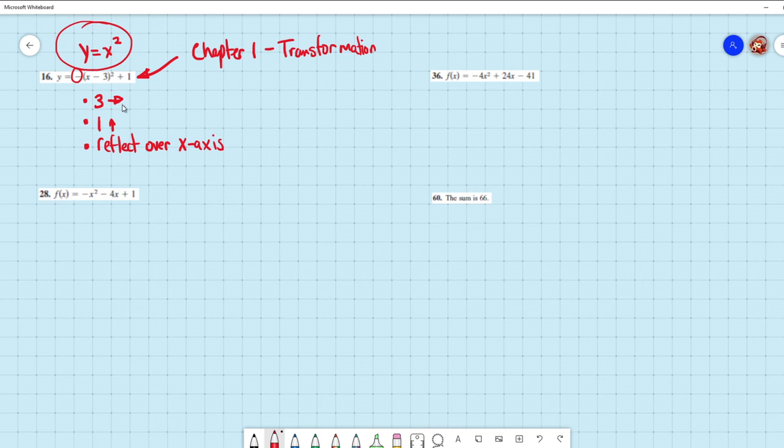We are not putting them in any order. These are just the transformations that have occurred. It didn't ask us to do that, just to describe what's happening. So that would be our answer for 16.